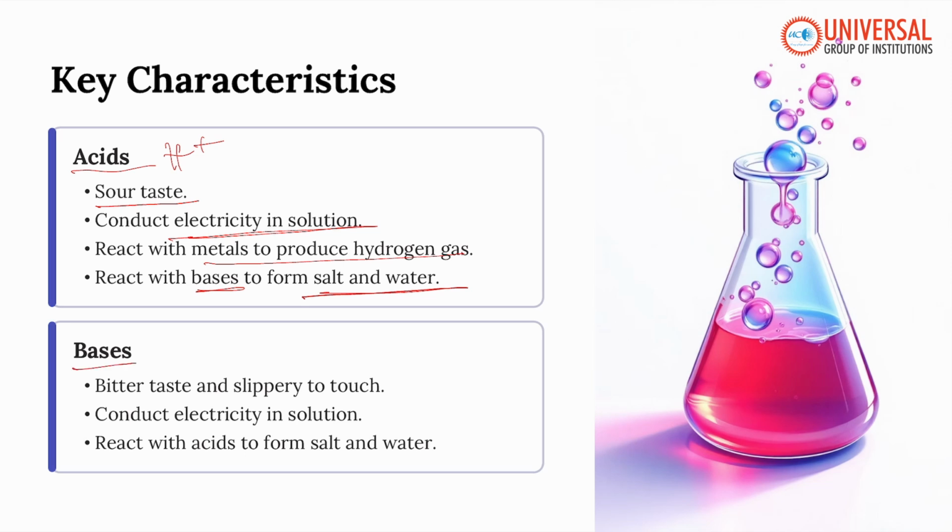Then we will talk about the bases. Bases release OH minus ions when added into water. Bases taste bitter and they are slippery or soapy in nature when we touch them. They also conduct electricity in solution. When bases are added into water, they release OH minus ions and become good conductors of electricity. When bases react with acids, they form salt and water. So both acids and bases can conduct electricity because they produce ions in water.